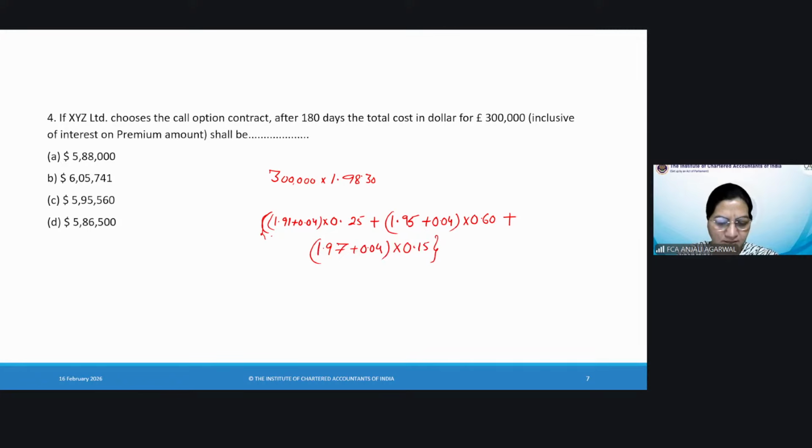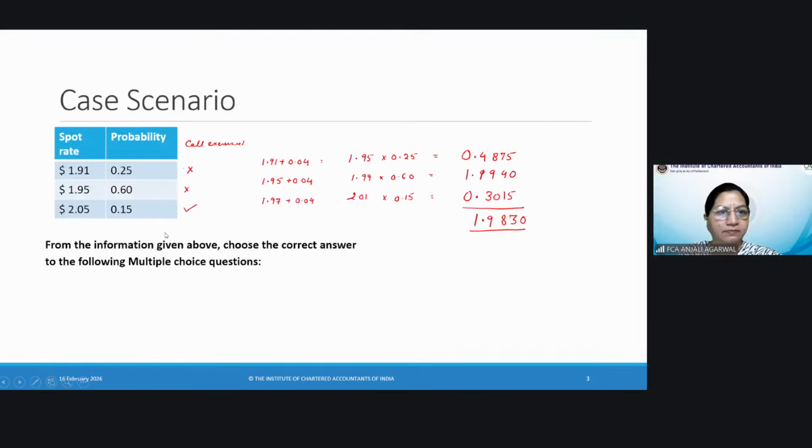What is the answer now? Ma'am, we are getting 594,900. We are getting 594,900. Okay. So that would be the right answer, 594,900. Just check the calculation if you don't get any answer here.